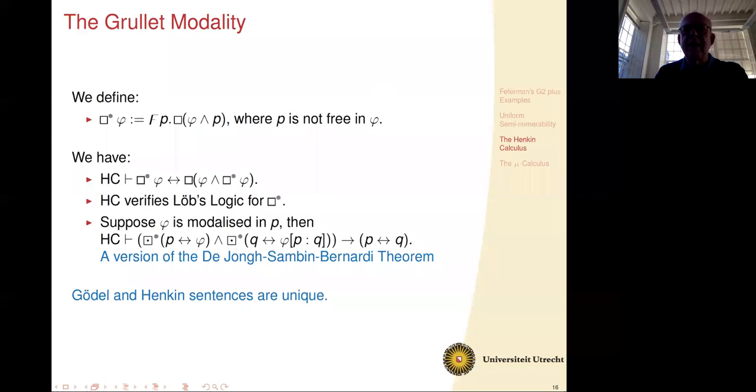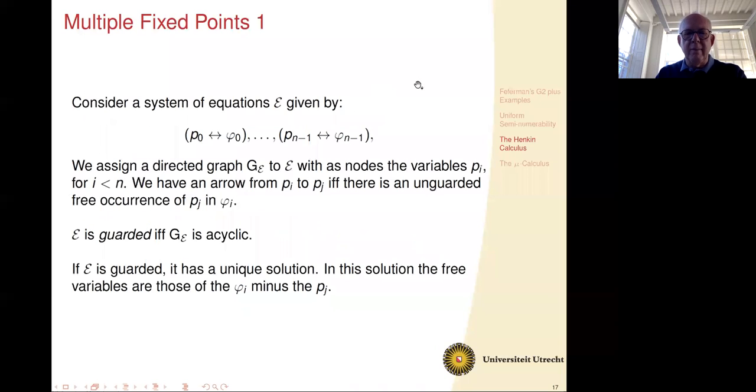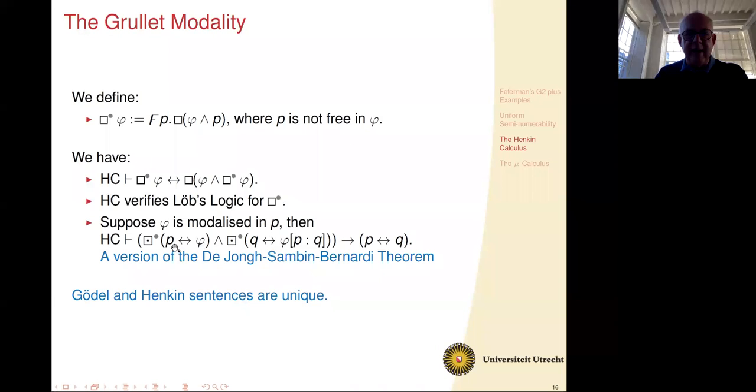So that tells us that if P is equivalent to phi, and if Q is equivalent to phi, sorry, the dot here is the usual thing: box dot phi means box phi and phi, right? So the box dot is the strong, conjunctive version of the necessity operator. So if you have P if and only if phi, and Q if and only if phi, and both are Grullet provable, then you have these things are equivalent, right? So we can in the Hankin calculus verify the de Jong-Sambin-Bernardnik theorem.